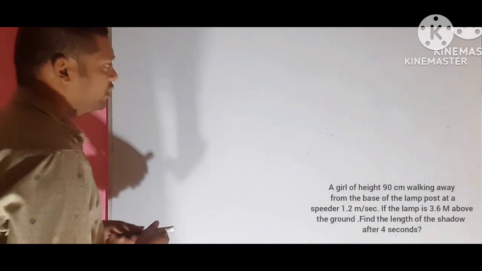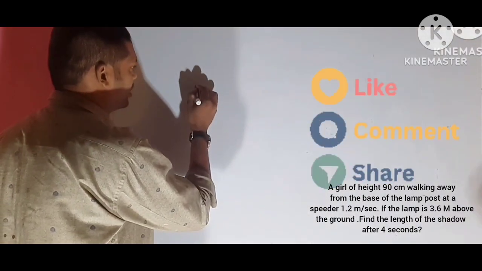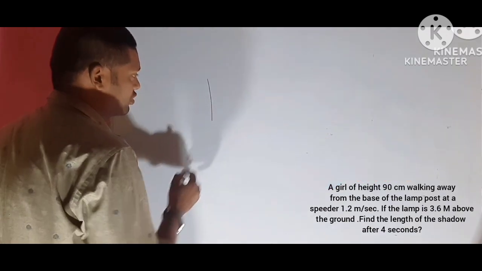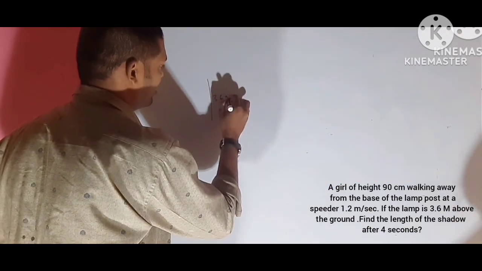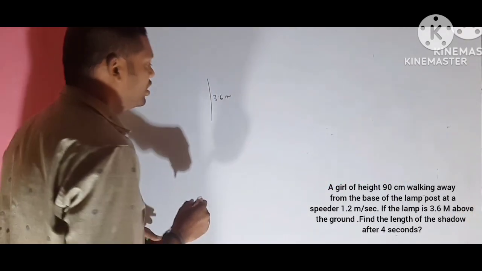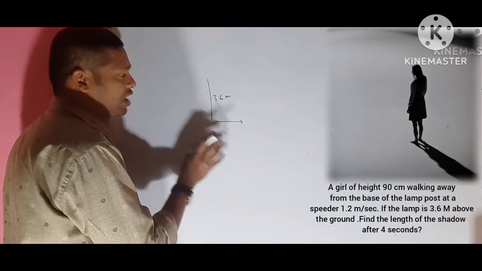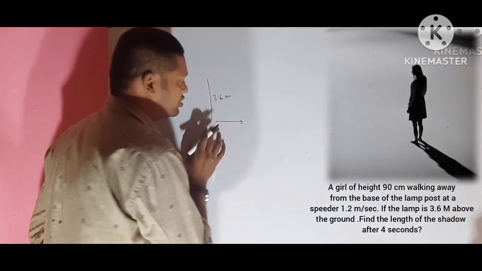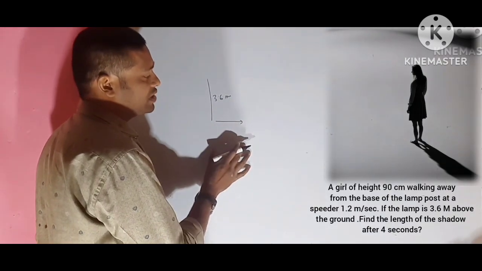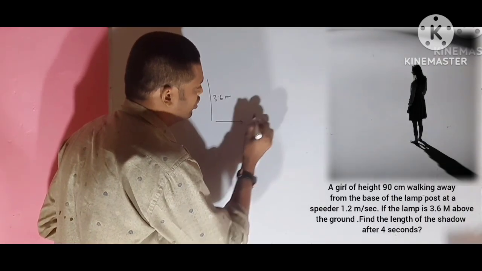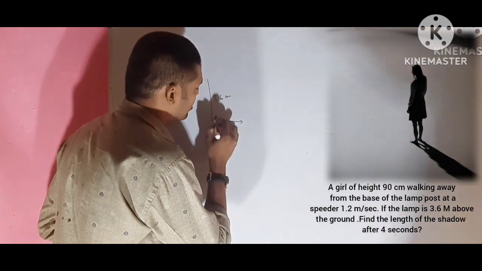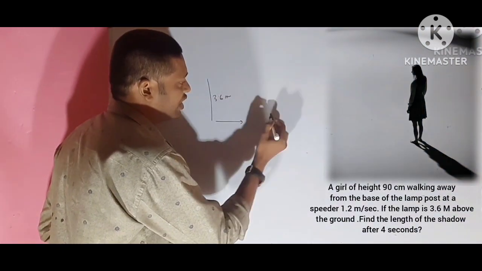Okay, what we'll do, they gave us a lamp post. For example, I will draw a lamp post. This is a lamp post. This is 3.6 meter, and the girl's height is also there. What is she doing? She is moving away from the lamp post, so she can move this side or she can move this side. So first I will see that she is moving this side. So up to how much time? They are saying she is moving up to 4 seconds. So for example, she was here somewhere. Okay, she came up to here.